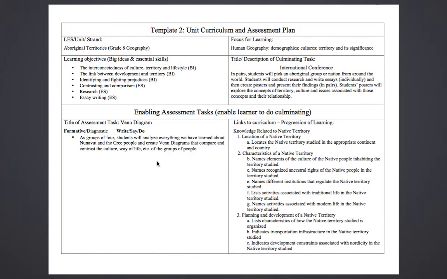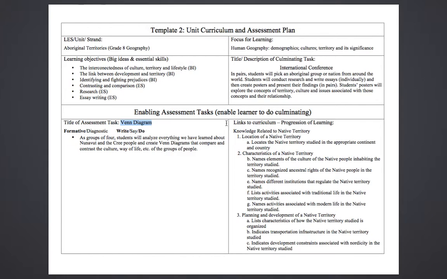And how I'm going to allow them to do that is at the start, when we look at Nunavut and the Cree people and the Naskapi people as a class, the students are going to complete Venn diagrams that ask them to compare certain groups. What makes the Nunavut people unique from the Cree people? What makes the Cree people unique from the Nunavut people? And what are some similarities they share?